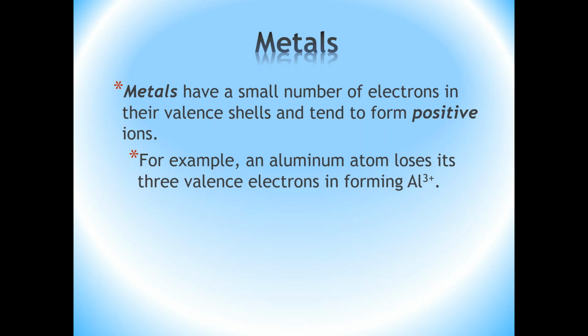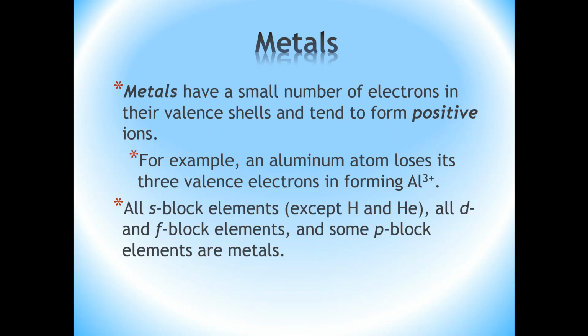So, for example, aluminum will lose its three valence electrons to form the aluminum 3 plus ion. And pretty much all S block elements, with the exception of hydrogen and helium, and all D and F block elements, and some of the P block elements are metals.